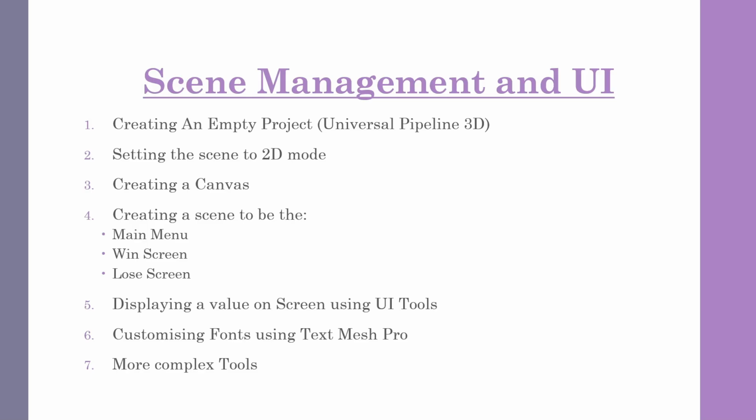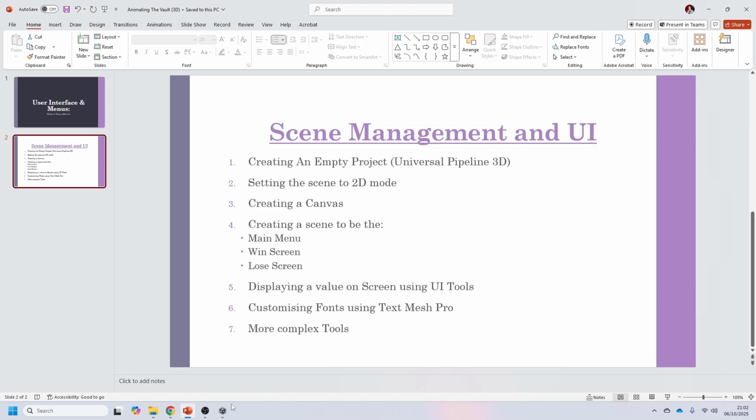We're going to be creating an empty project, setting up a scene to be in 2D mode for editing it in kind of user interface space. Creating a canvas, which is the core of any 2D space. Creating a series of scenes. Displaying a value on screen. Customizing fonts, because it may not be obvious how you do that. And then hopefully, if we get time, using some more complex tools. Let's get straight into it.